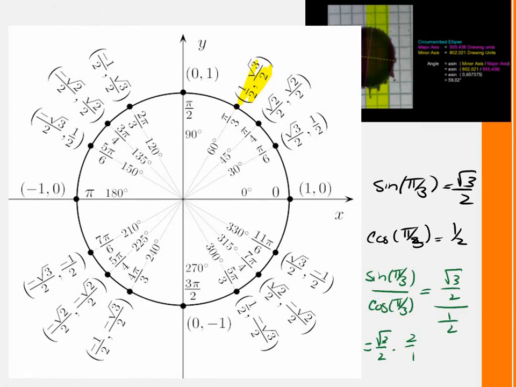There's another one too. I'll come to that in a second. And I'm going to see if it works. I'm going to put the sine over the cosine of that angle. Sine is square root of 3 over 2. Cosine is 1/2. What do you do when you have a fraction over a fraction?